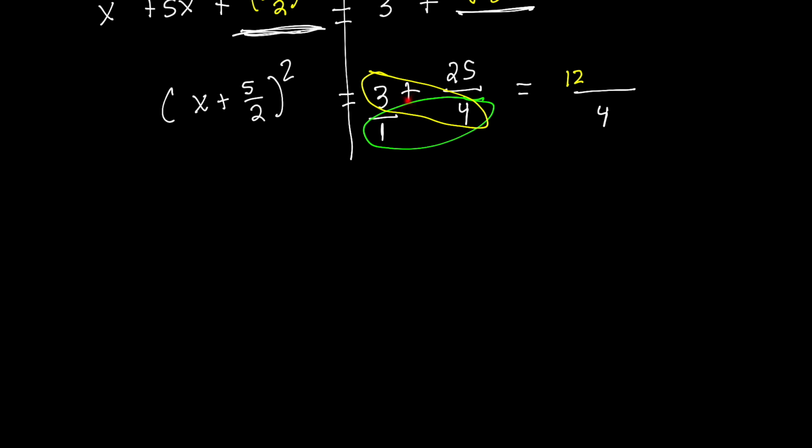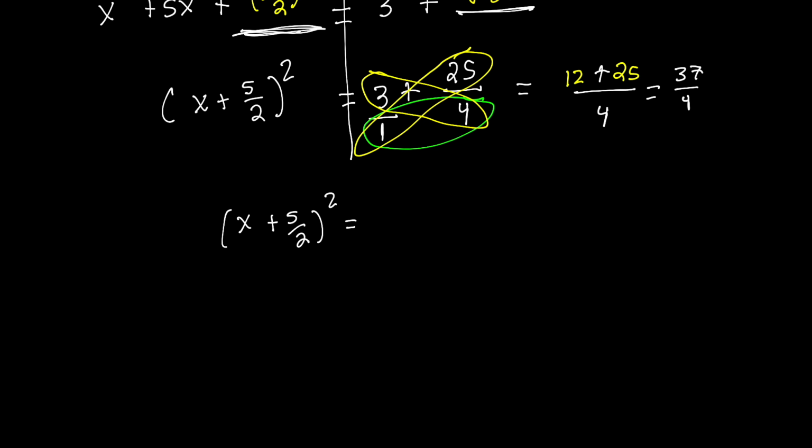The original operation is plus, so we get plus the other two values multiplied with each other. 25 times 1 is 25. So here, 25 plus 12 is 37. So we get 37 over 4. So my new equation is x plus 5 over 2 quantity squared equal to 37 over 4.